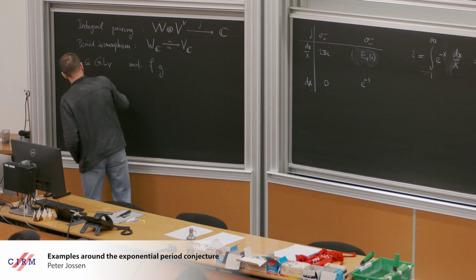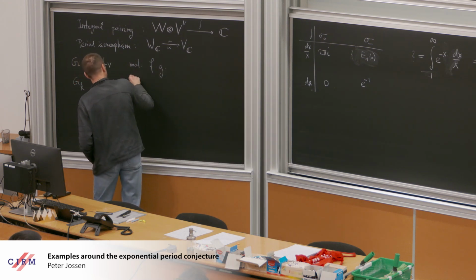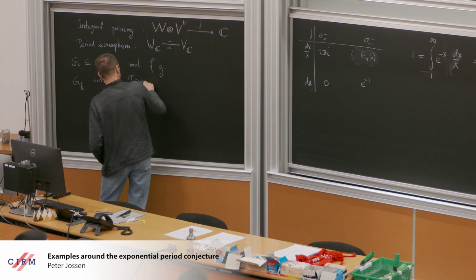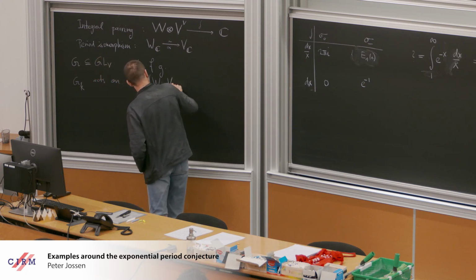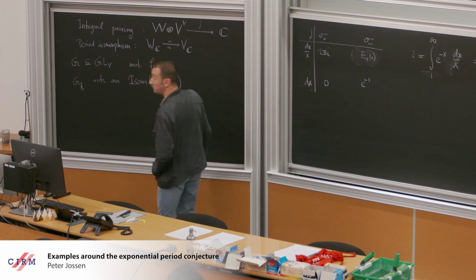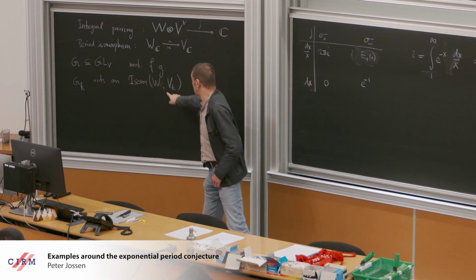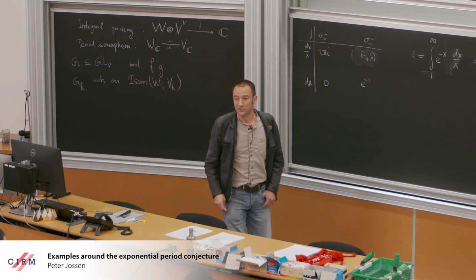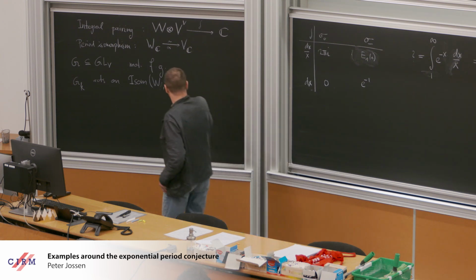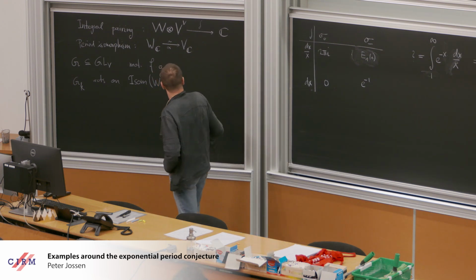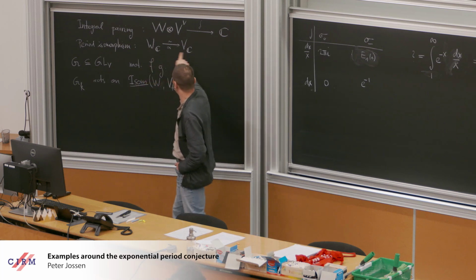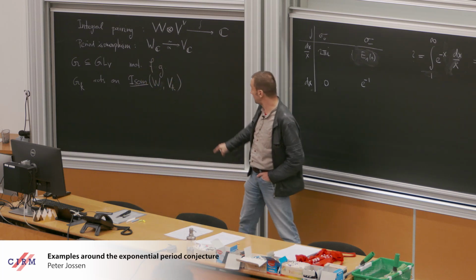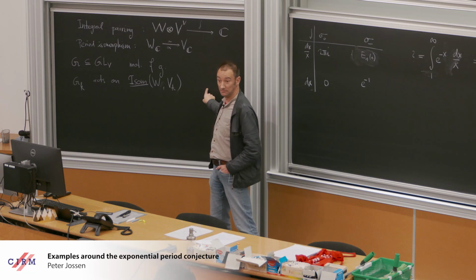acts on isomorphisms from W to V base change K. So this is like a GL something over K. It acts on here by just composing. And alpha, this isomorphism between the complexified spaces, well, that is a complex point of this variety.